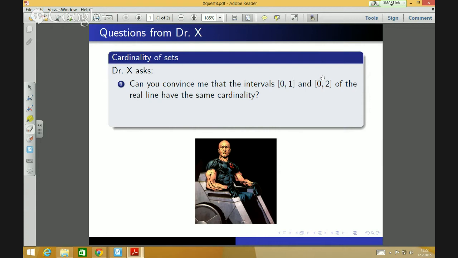Why? Because 0, 1 is a proper subset, is strictly included in 0, 2. However, these are infinite sets, so the fact that one is strictly included into the other doesn't mean that they don't have the same number of elements. In fact, they do, and Dr. X asks us to prove it for him.